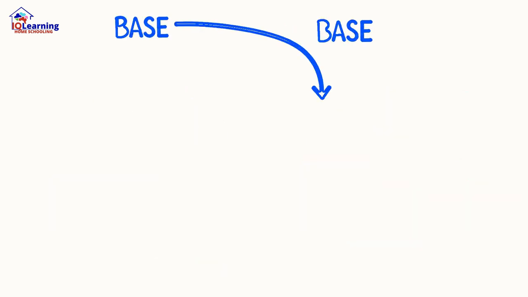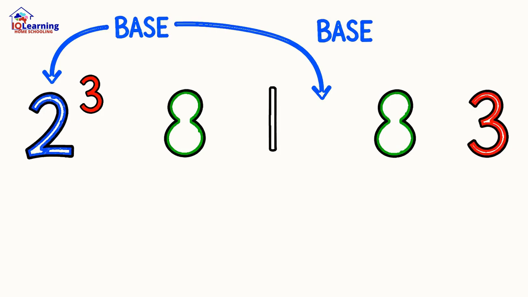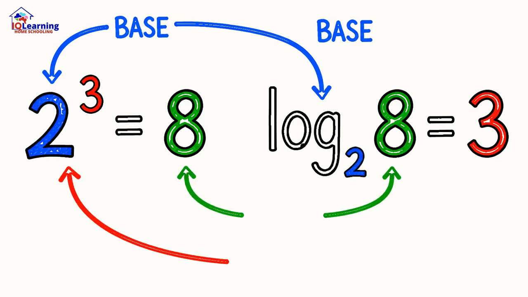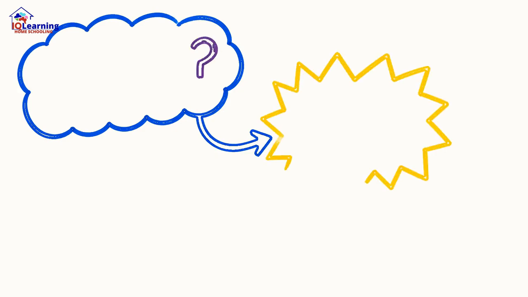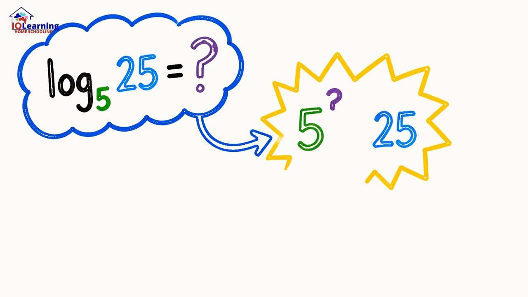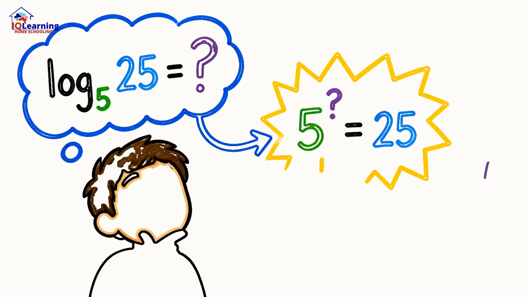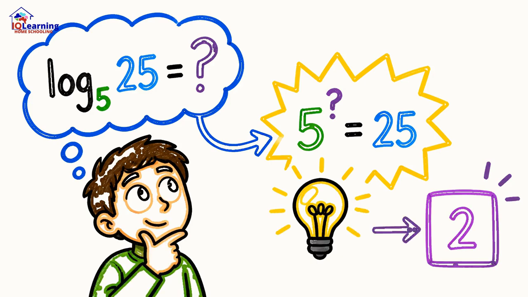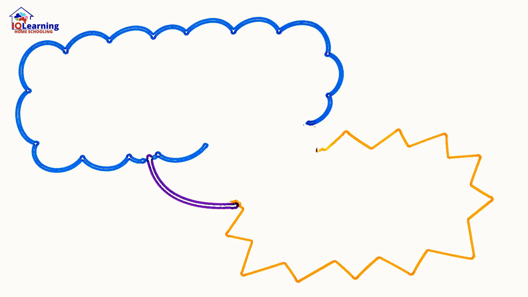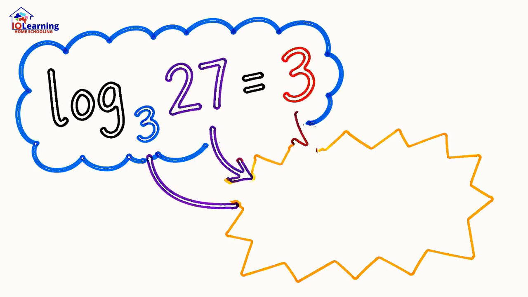Notice the pattern? The base of the power is the base of the log, and the answer to the logarithm is the power. You can solve many logs in your head just by asking that power question. What is log base 5 of 25? Ask yourself, 5 to what power is 25? The answer is 2. How about log base 3 of 27? 3 to what power is 27?